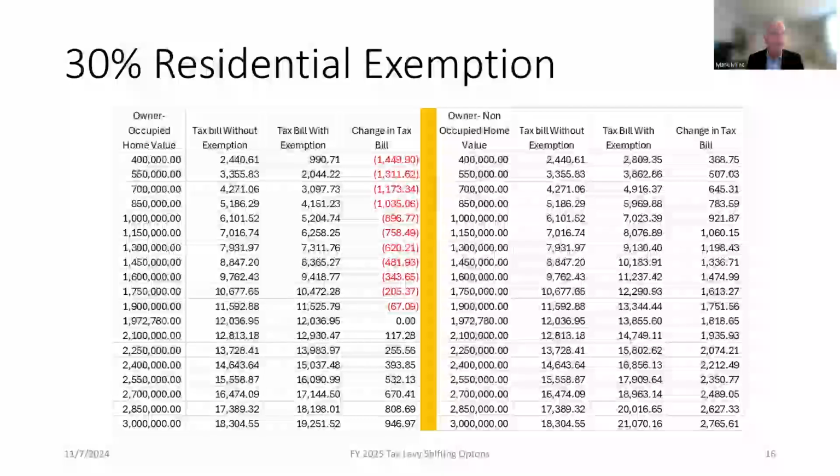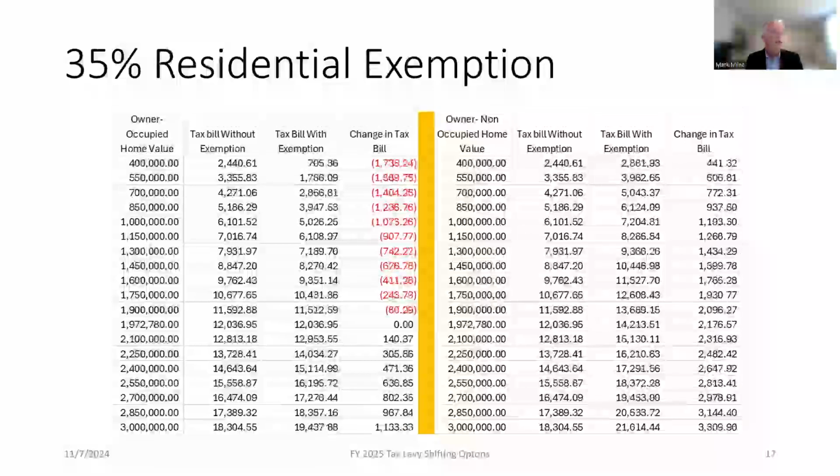Here's what a 30% residential exemption would look like in terms of tax savings and increased taxes for a non-owner occupied home. And once again, at 35%, which is the maximum allowed currently under the law, this table illustrates those savings and the additional taxes paid by non-qualifying homeowners as a result of the residential exemption.